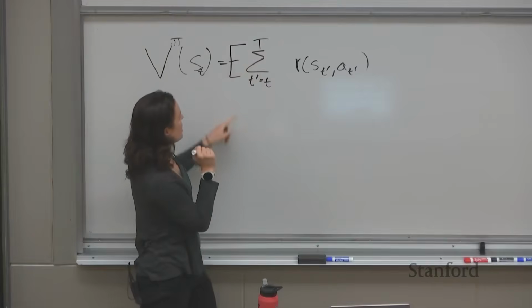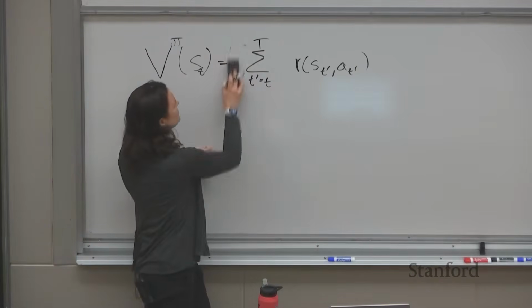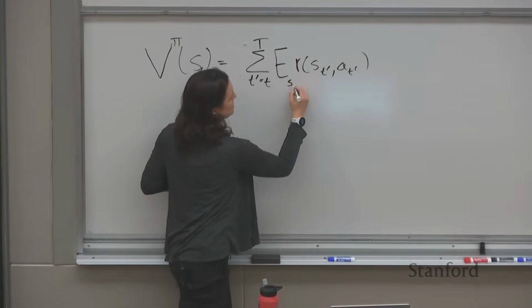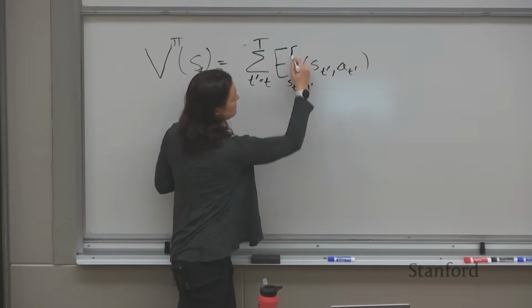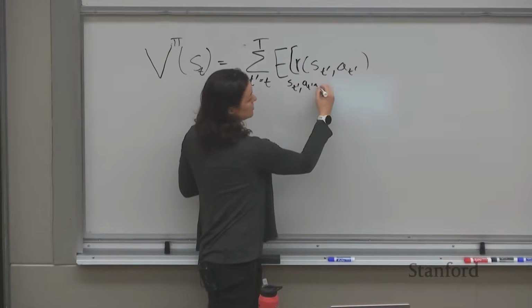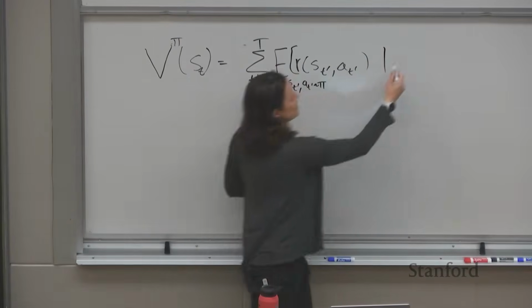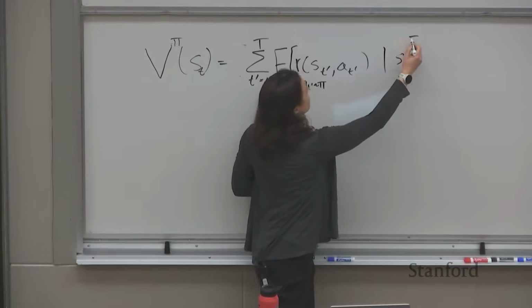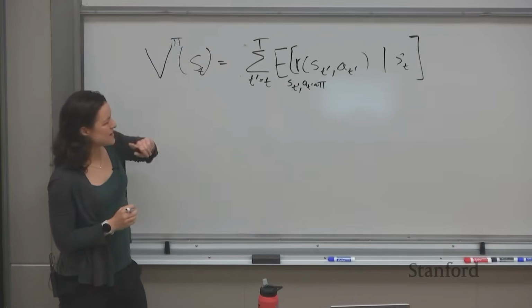of under our policy. Actually, maybe it's easier to write this as expectation on the inside. So this is an expectation over the states st prime and actions at prime that will be visited under our policy and conditioned on the fact that we're starting at state st. So we can think about the value function as this.